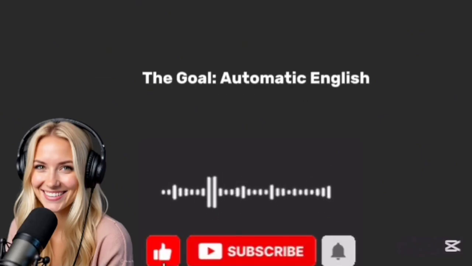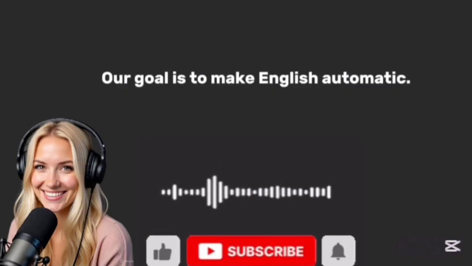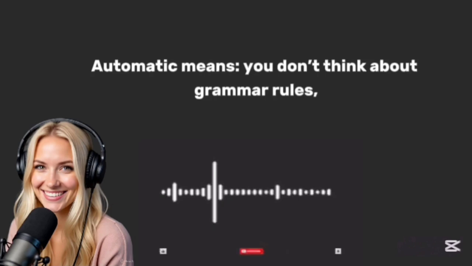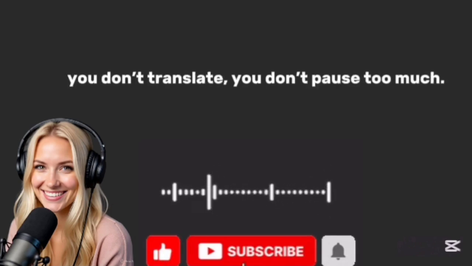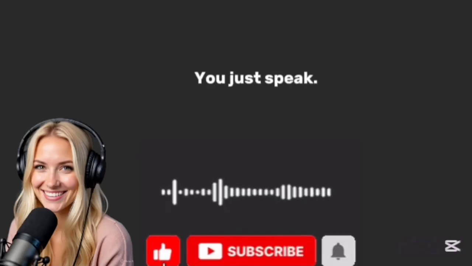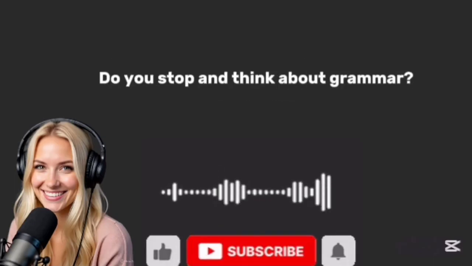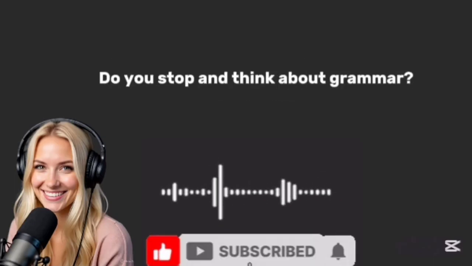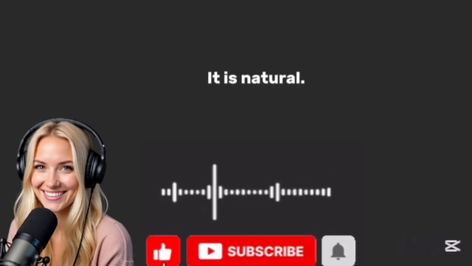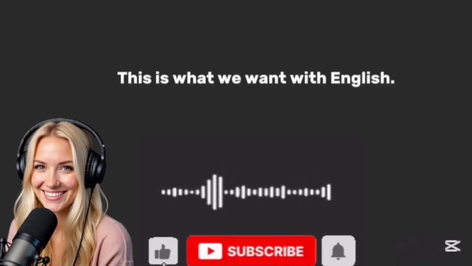The goal: automatic English. Our goal is to make English automatic. Automatic means you don't think about grammar rules. You don't translate. You don't pause too much. You just speak. Think about how you speak your native language. Do you stop and think about grammar? No. Do you translate? No. It is natural. It is automatic. This is what we want with English.